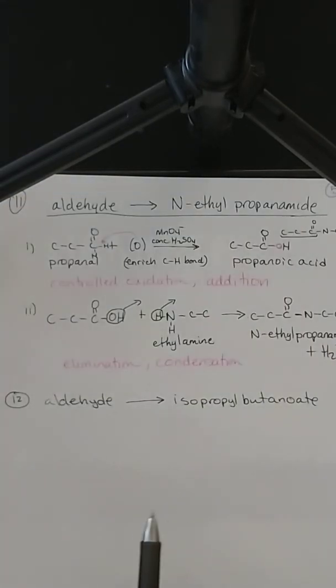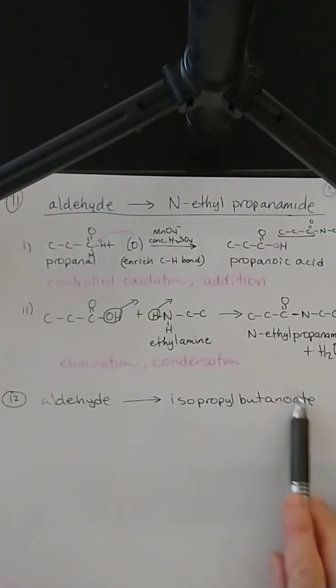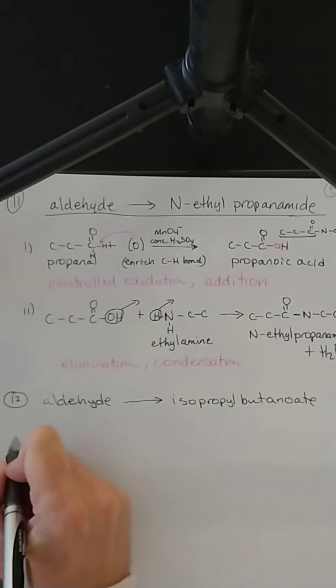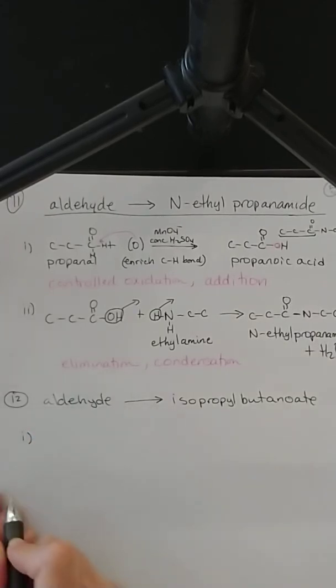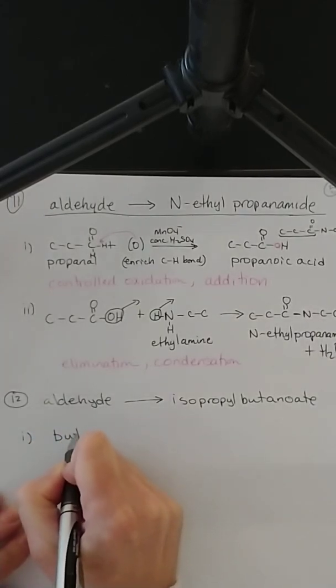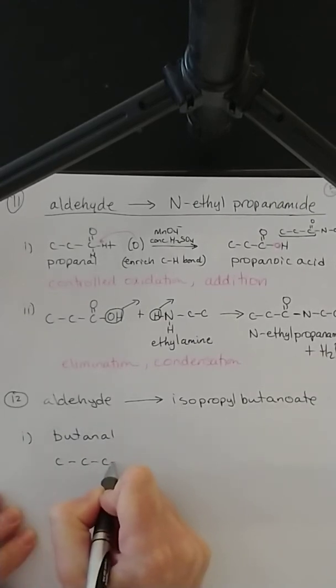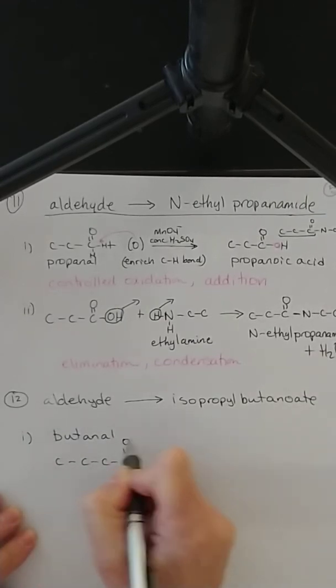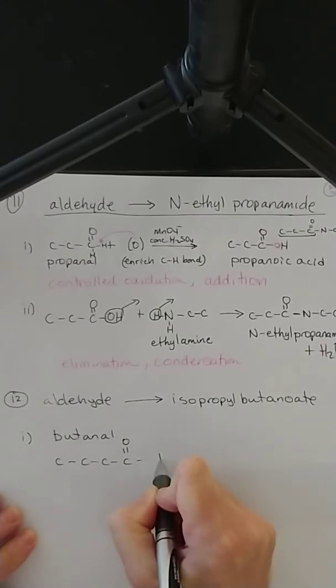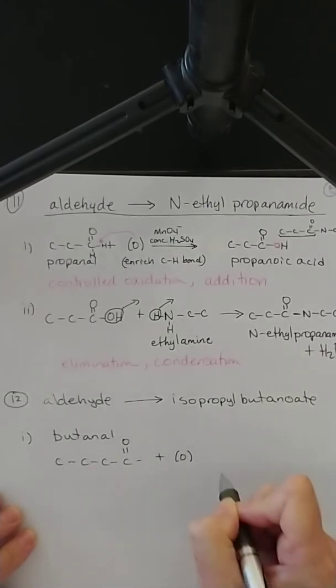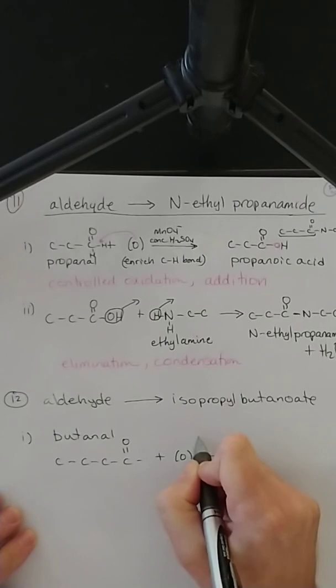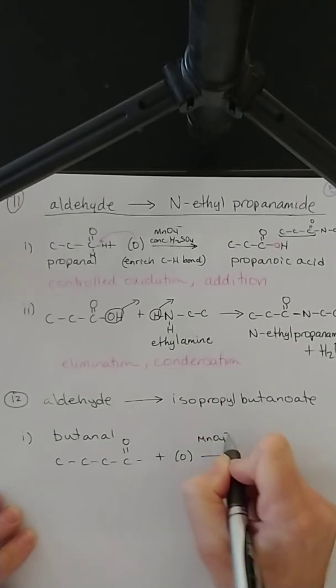So how do we know what aldehyde we're starting with? Well, our parent is a butanoate, which means we have to start with butanal. So there's my butanal there. And according to your pathway chart, we have to oxidize it. So we'll use the permanganate ion again.